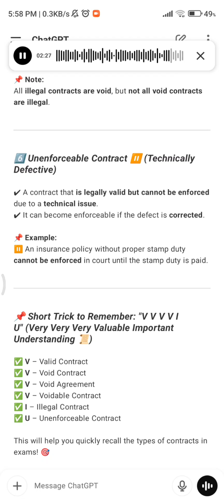Short trick to remember: VVVVIU, very, very, very valuable, important understanding. V, valid contract. V, void contract. V, void agreement. V, voidable contract. I, illegal contract. U, unenforceable contract. This will help you quickly recall the types of contracts in exams.